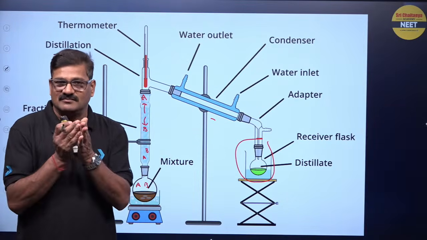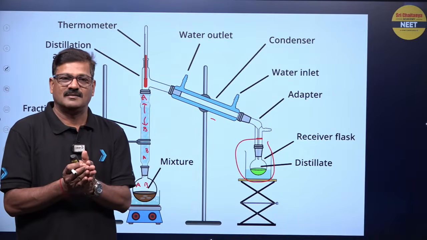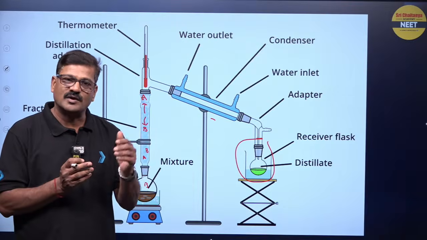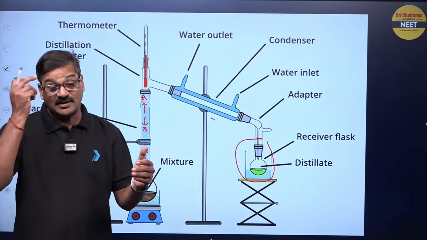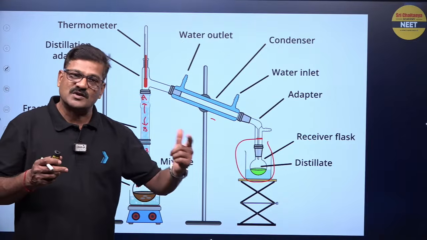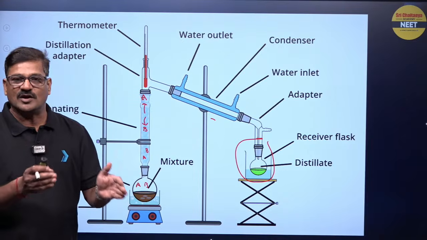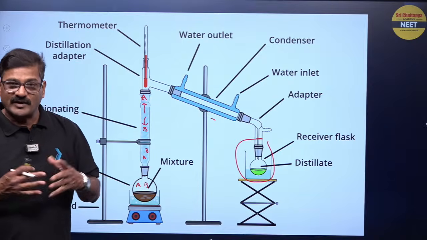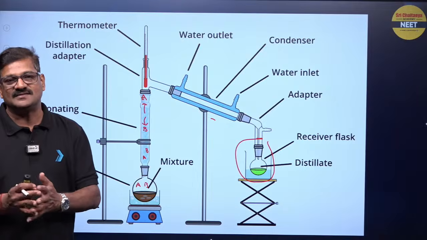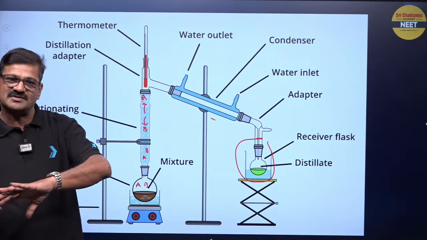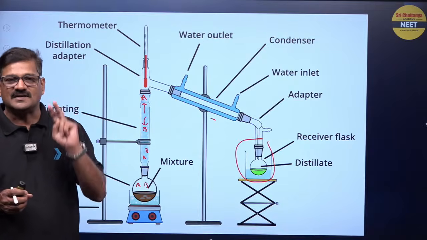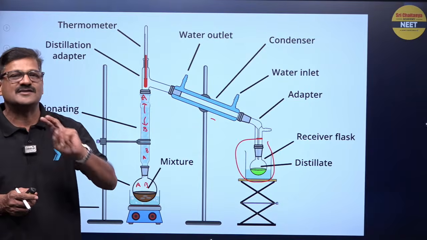You understand, when you go for an organic chemistry reaction, let us say SN1, you are going to get a racemic mixture. In that racemic mixture, you have the plus isomer as well as the minus isomer in equimolar proportion. So when you distill this racemic mixture, this racemic mixture is going to boil together. Why? Because this racemic mixture has enantiomers.